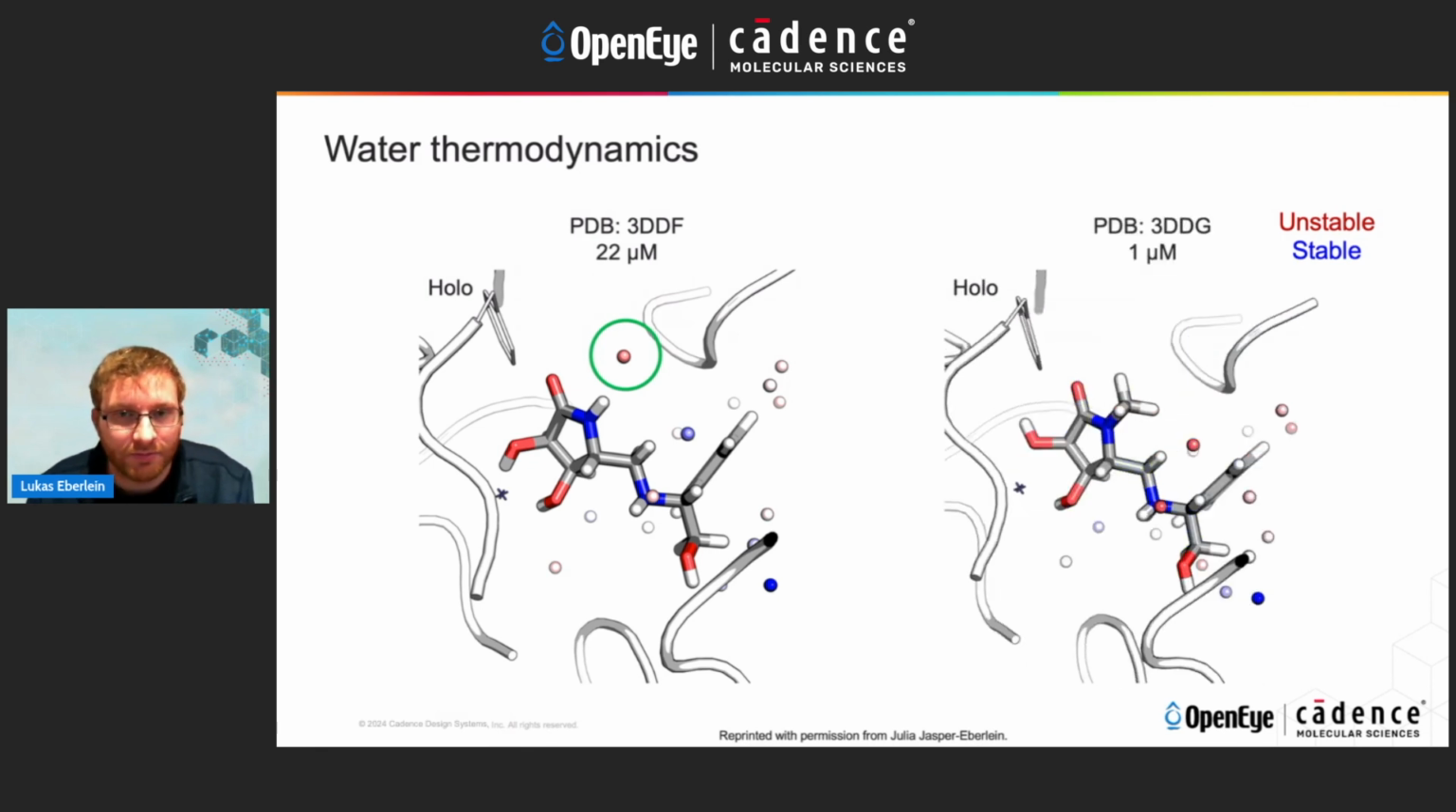When we look at the same protein with a different ligand, this unstable water molecule has been replaced by adding a methyl group to the ligand. This increased the potency of the ligand by more than an order of magnitude. This clearly shows how we can use water information to guide our design process and get new ideas.